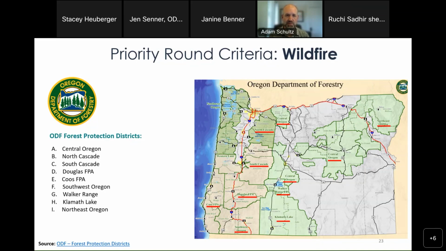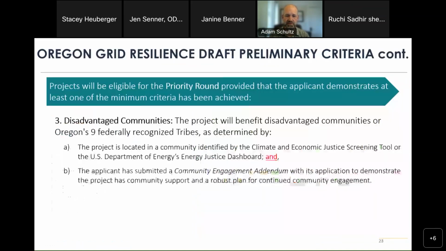So the proposal is that we would take this map of the wildfire forest protection districts, plus the counties that were eligible for individual assistance through FEMA from a previous recent wildfire, and combine them onto a single map that ODOE would host. Your project must be located in one of those areas to be eligible for the priority round related to wildfire. Next slide, please.